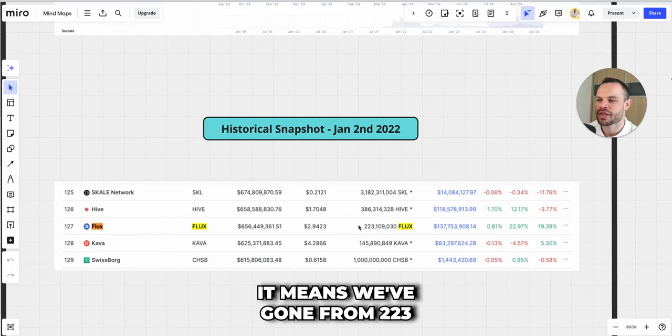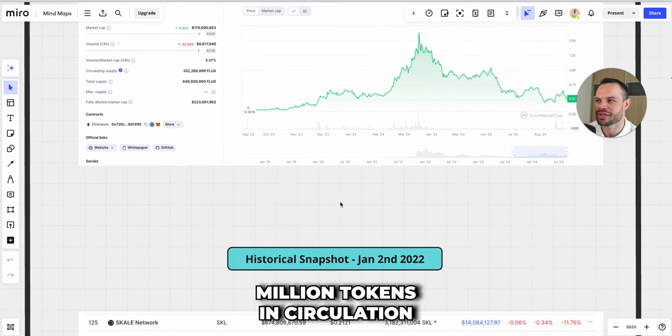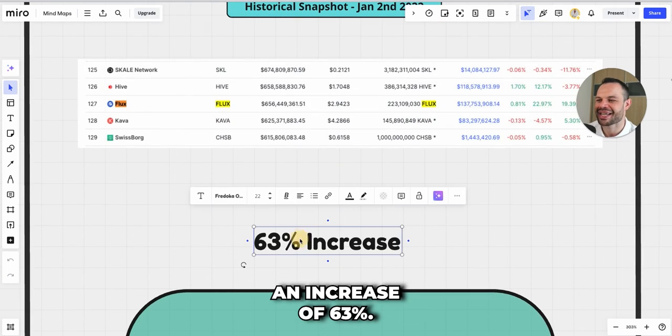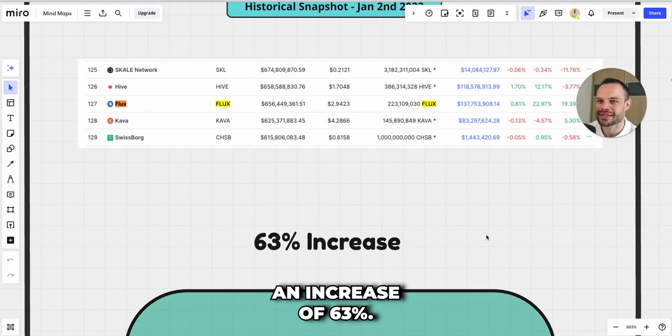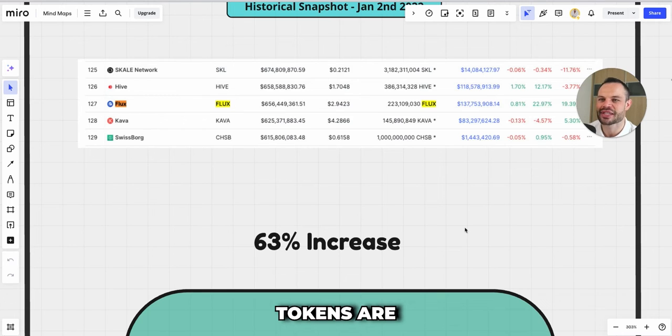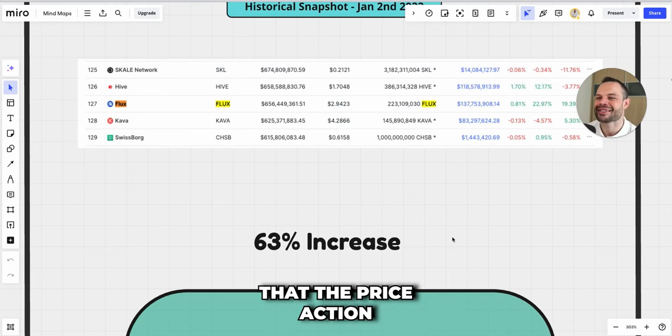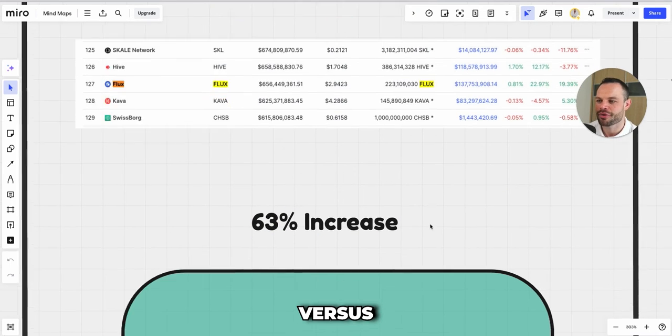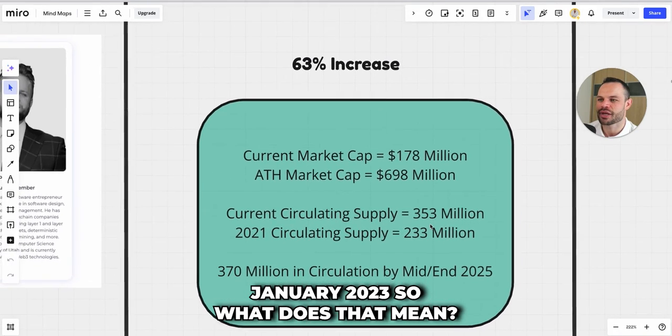What does that mean? It means we've gone from 223 million tokens in circulation to 352 million tokens in circulation, which is an increase of 63% in terms of how many tokens are in circulation today versus January 2022. What does this mean? Well, it means that the price action has to do a lot more work in order to get back up to its previous all-time highs, given the fact that we've got 63% more tokens in circulation now versus January 2022.